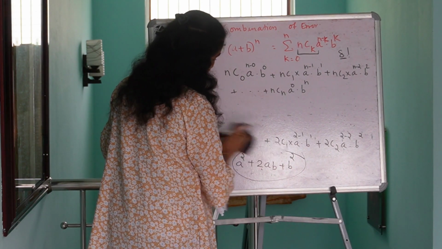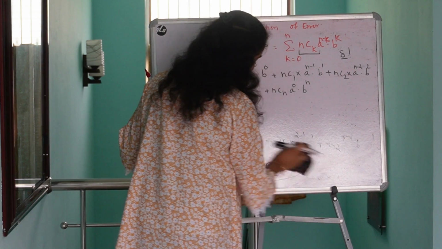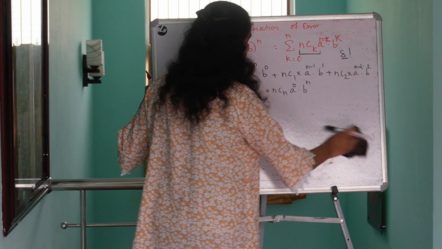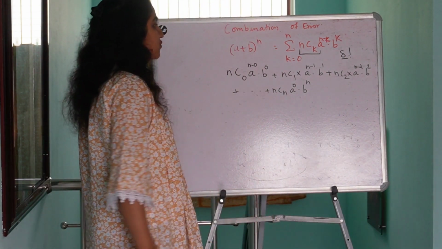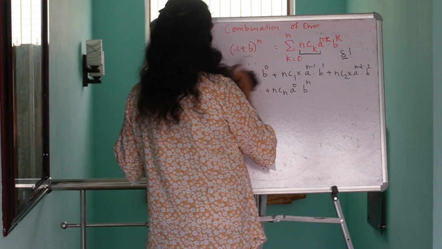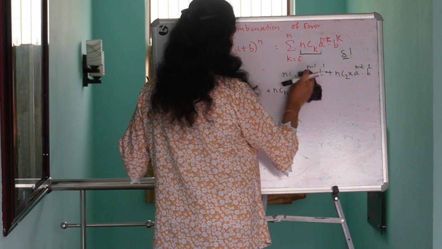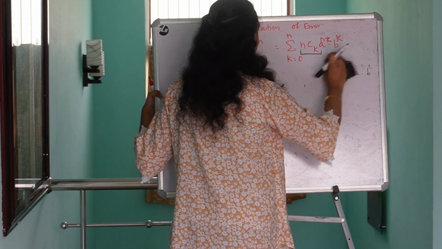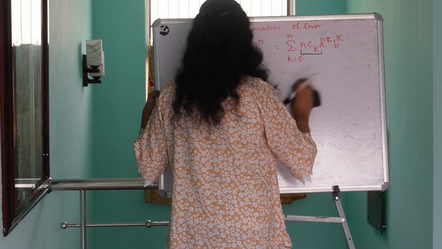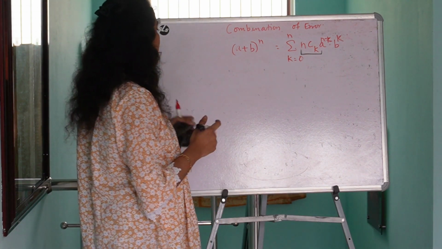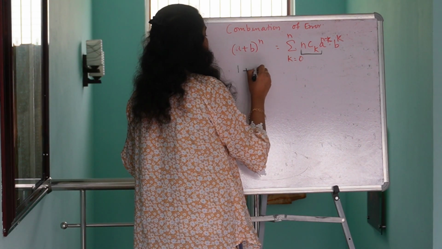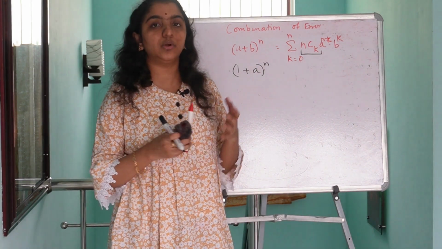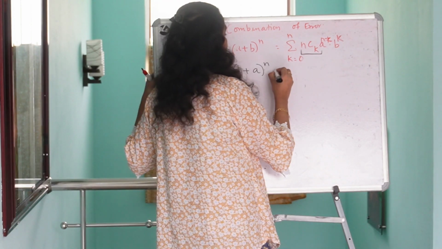Now we have so many special cases in binomial equation. Let's see one special case which is needed now for finding how the errors will get combined when we are dividing two physical quantities. The special case is nothing but 1 plus a the whole power n. So how do we expand this?